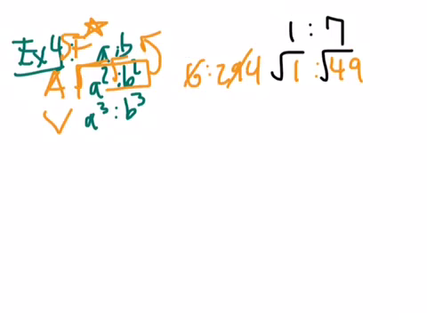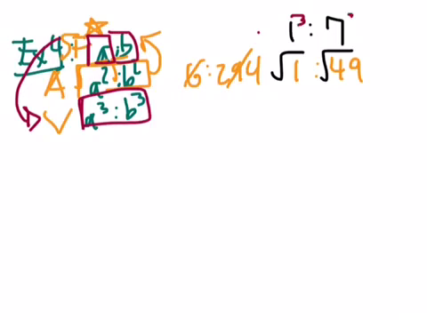Now, where do I want to go though? I want to find something about the volumes. So let's go to volume. I'm going to go down here now. You say to yourself, how do I get from just a regular scale factor, A to B, to A cubed, B cubed? A to A cubed, B to B cubed. You cube these. So I'm going down here now. This will give me 1 cubed is 1, 7 cubed, 343. That is the ratio of the volumes.